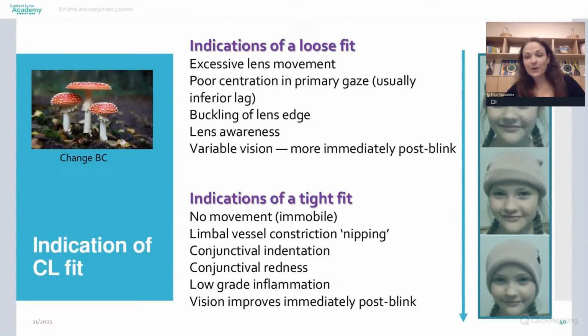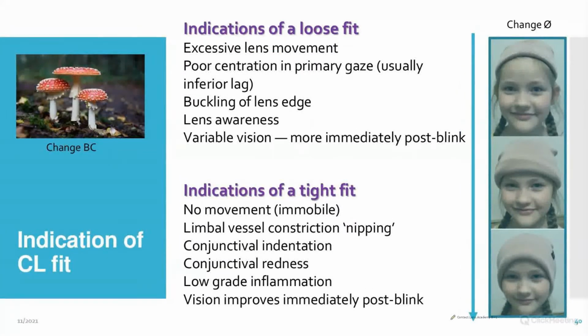What you need to assess in the slit lamp: as you know, indications of a loose fit of contact lenses are excessive lens movements, poor centration in primary gaze, buckling of the lens edge on blinking, lens awareness, and variable vision. These are the most common signs of a loose fit. But as you also know, loose fit is quite rare.